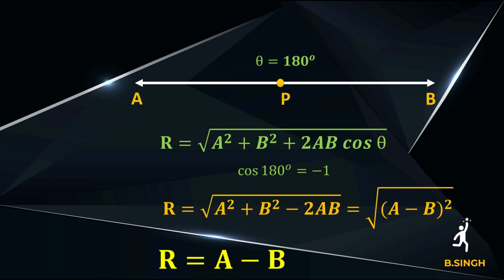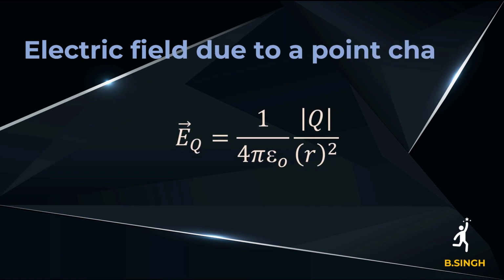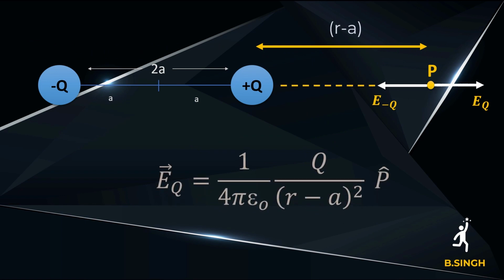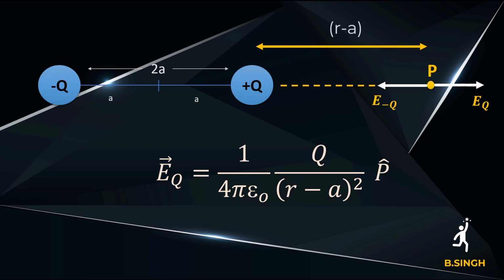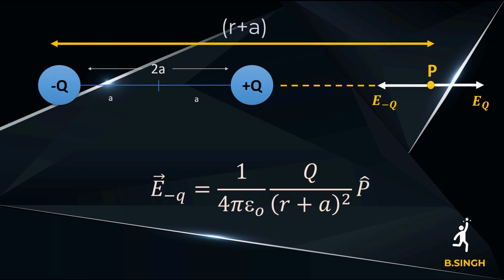Let's apply this concept in finding our electric field at point P. Electric field due to a charge at a given point is given by E, which is equal to 1 by 4 pi epsilon naught, charge upon separation square. Electric field at point P due to positive charge, Q, will be E equals 1 by 4 pi epsilon naught, Q, divided by r minus a whole square. And that of negative charge will be 1 divided by 4 pi epsilon naught, q upon r plus a whole square.